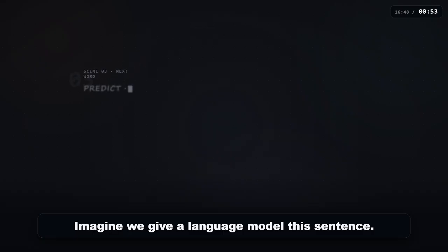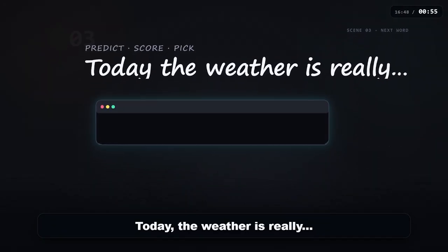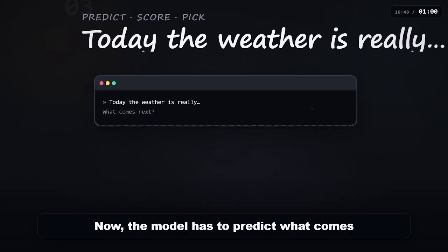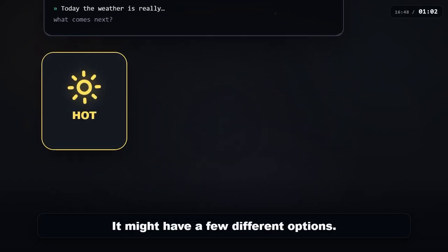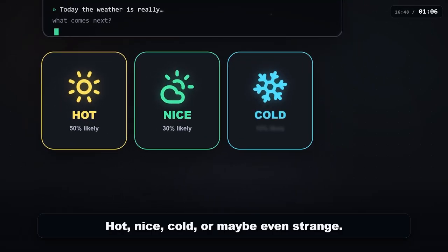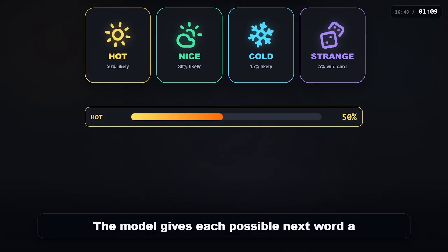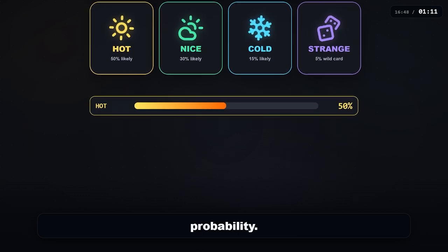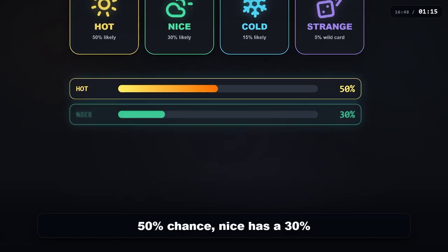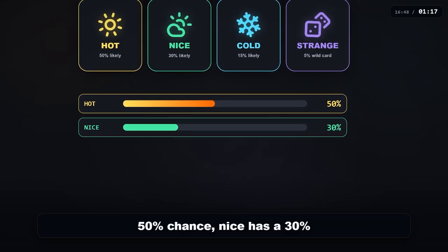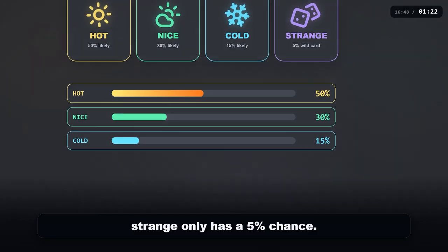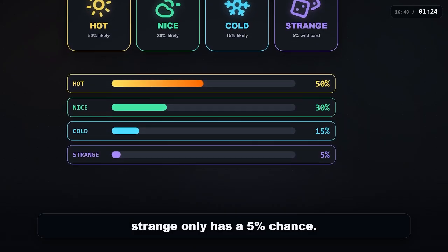Imagine we give a language model this sentence: Today, the weather is really... Now, the model has to predict what comes next. It might have a few different options: hot, nice, cold, or maybe even strange. The model gives each possible next word a probability. For example, it might decide hot has a 50% chance, nice has a 30% chance, cold has a 15% chance, and strange only has a 5% chance.